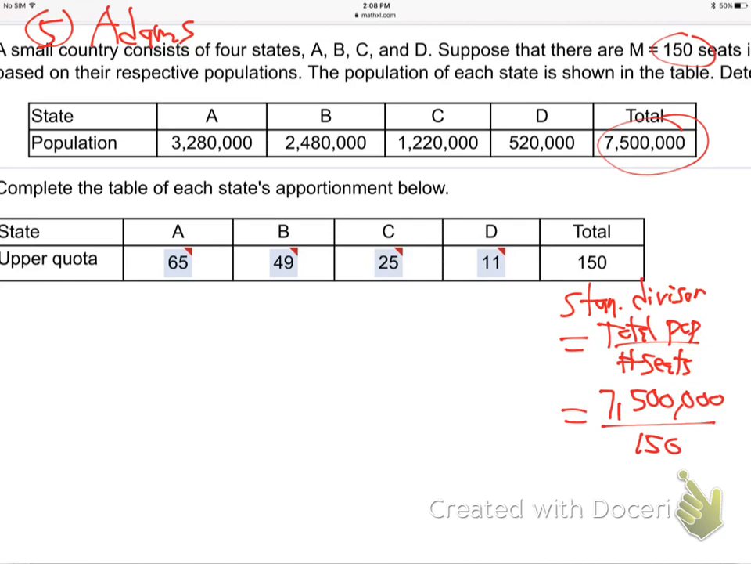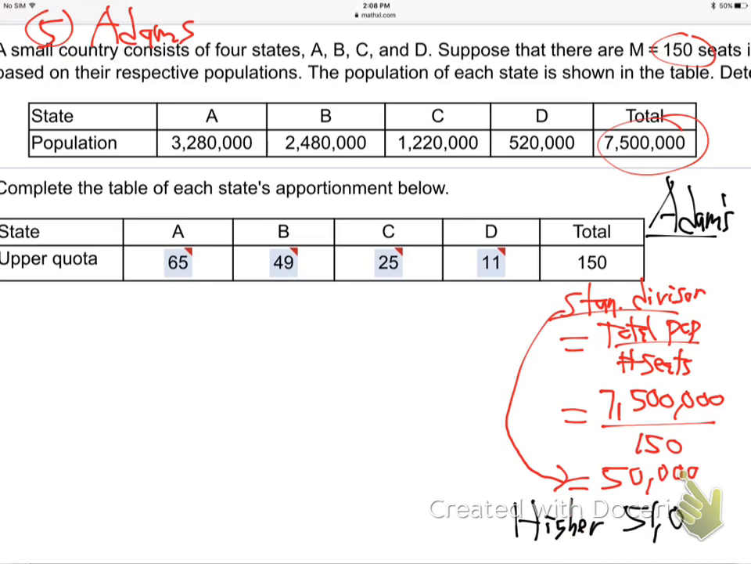We're going to get 50,000 again. Is that what it is? Whoops. Yeah, 50,000. They're just making it come out nice. So I got a nice clean 50. That's my standard divisor. So what kind of a divisor am I going to use for Adams' method? I'm going to use one higher.